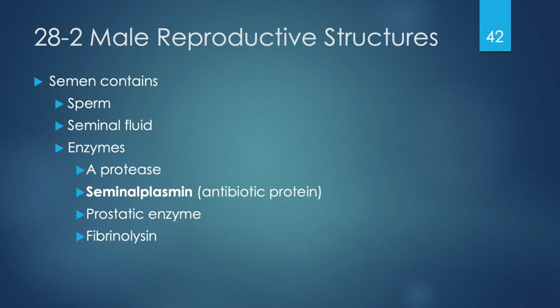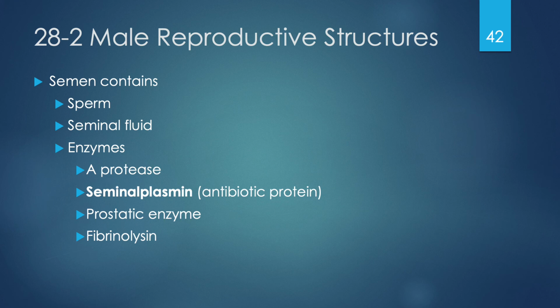In semen, there are three main components. The first is sperm, the second is seminal fluid, and the third is enzymes. And these enzymes play important roles. The first enzyme of note is a protease that's there specifically to help dissolve mucus in the vagina. The second is seminal plasmin. And seminal plasmin is an antibiotic protein that's there to help to prevent urinary tract infections, specifically in males.